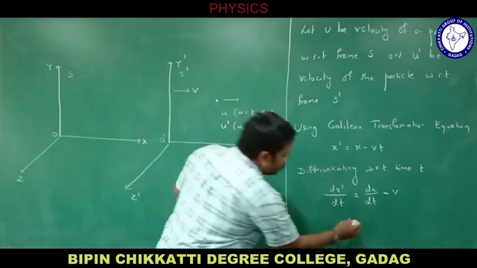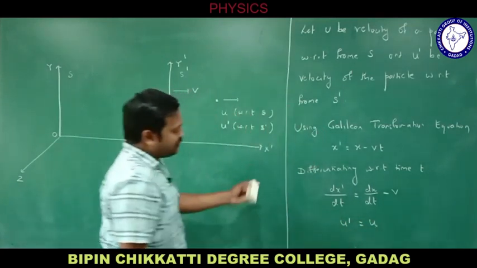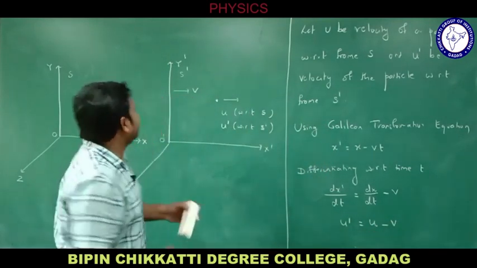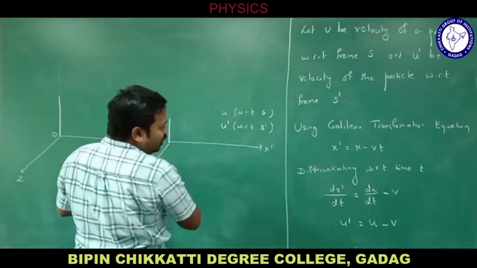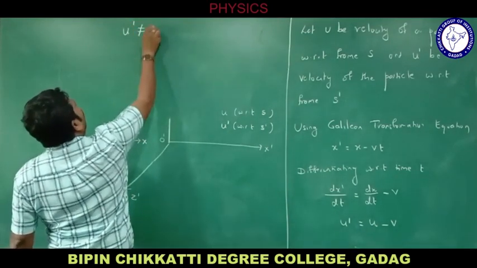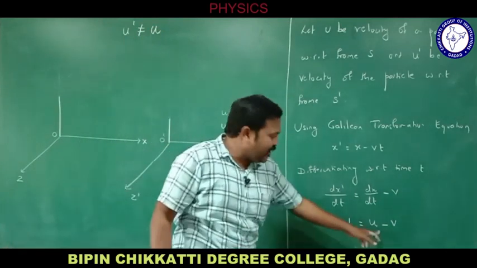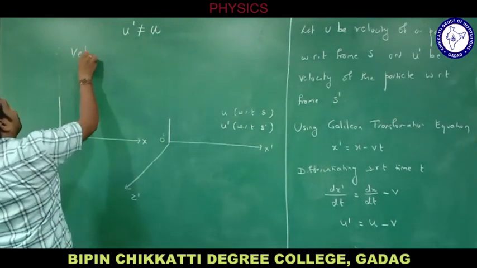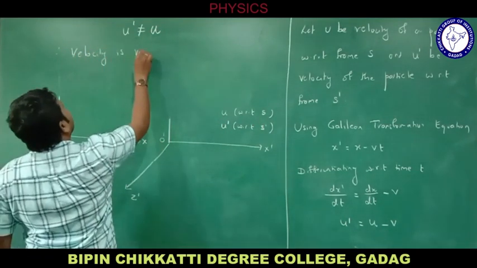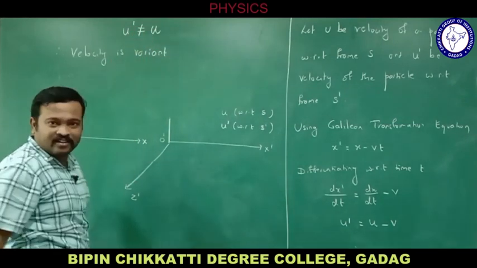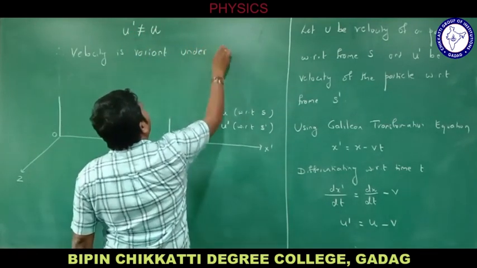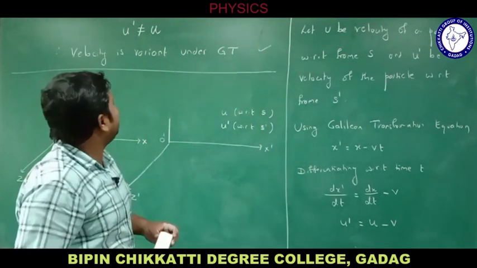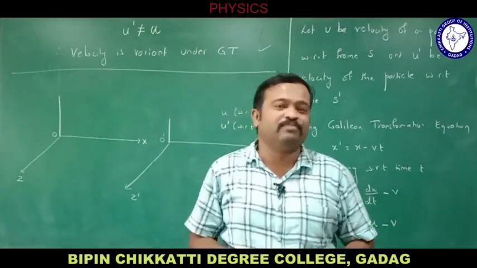So u dash is equal to u, which is the velocity with respect to frame S, minus v. By this, I can conclude that u dash is not equal to u. Both are not equal. Therefore, velocity is variant, because it is not equal. That is, velocity is variant under Galilean transformation. This is the proof that velocity is variant under Galilean transformation.